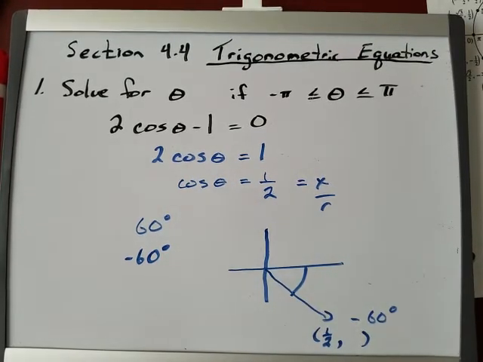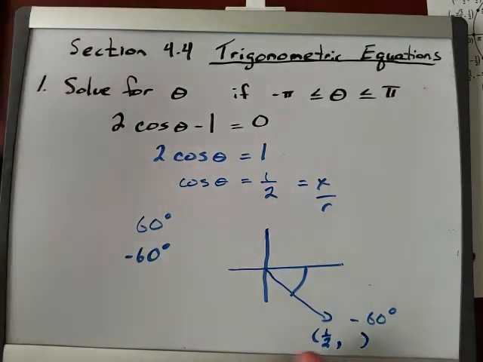Again, you don't get too many of these types of questions. You're typically staying between 0 and 360, 0 and 2 pi. But the odd time that it happens, we have to be able to think in terms of negative angles.